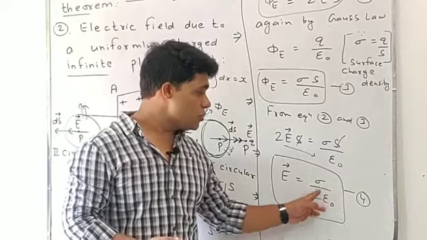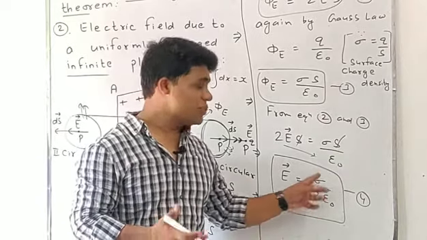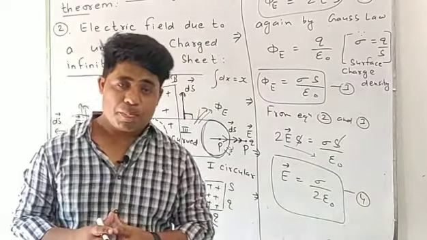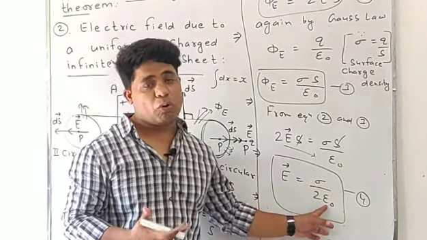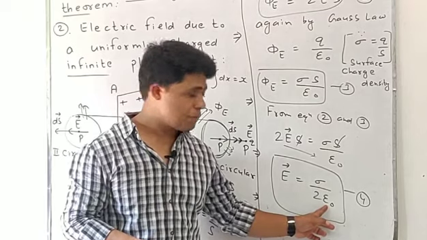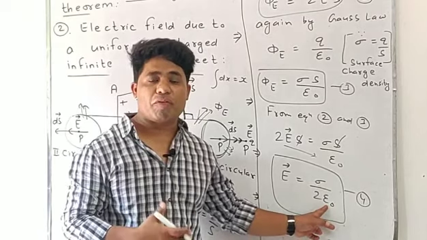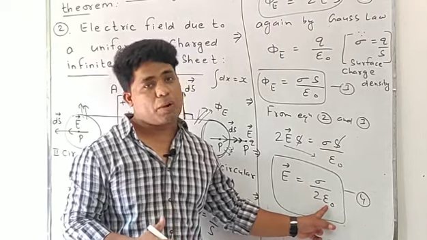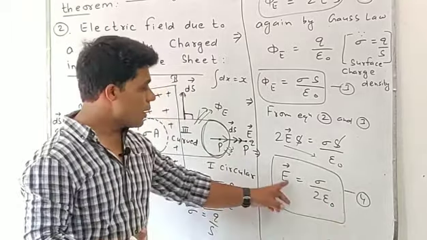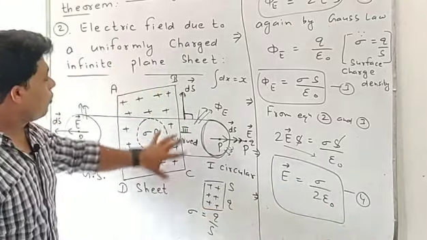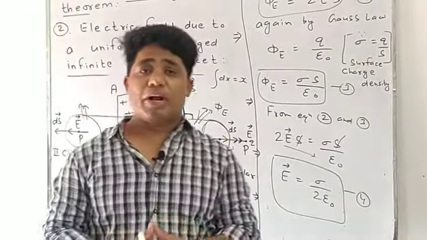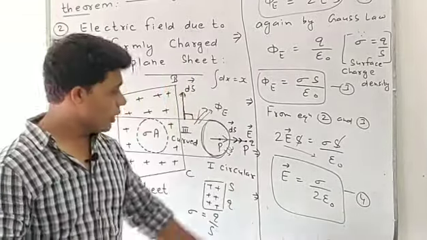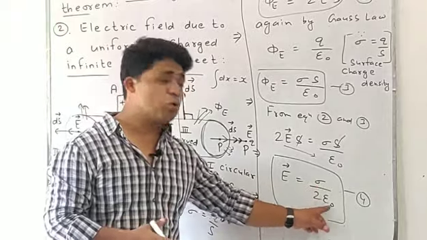vector E equals sigma by 2 epsilon naught, where sigma is called the surface charge density, charge lying per unit area, while epsilon naught, that we know, is the permittivity of free space, having the value 8.85 times 10 to the power minus 12 coulomb square upon newton meter square. So that much flux will be released from this closed surface, and the electric field due to an infinite plane charge sheet will be given by this formula, sigma by 2 epsilon naught.